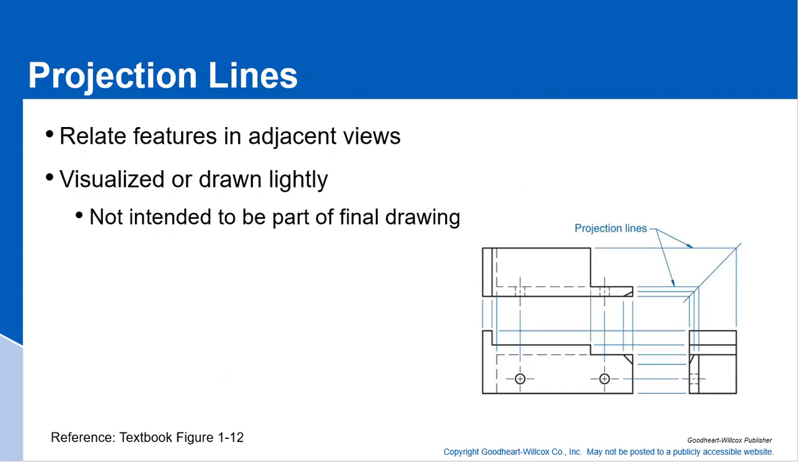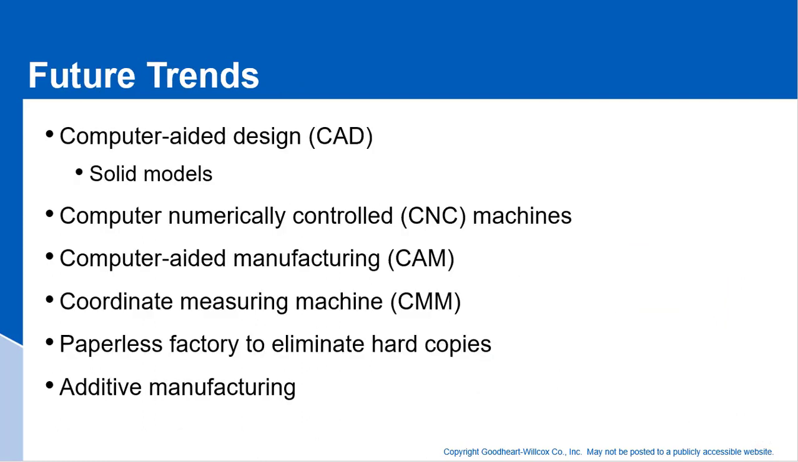Projection lines, you learned this in your first drawing class. They're generally used to relate the adjacent views. And then future trends: we're going to be doing CAD, solid models, CNC machines, computer-aided manufacturing, and then the paperless factory to eliminate hard copies, and finally additive manufacturing. These are all the ways that we're going in the industry.